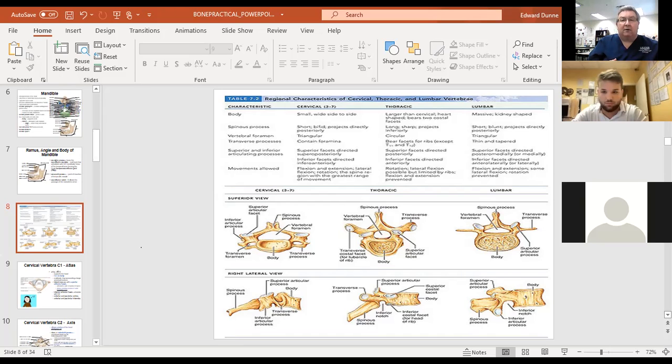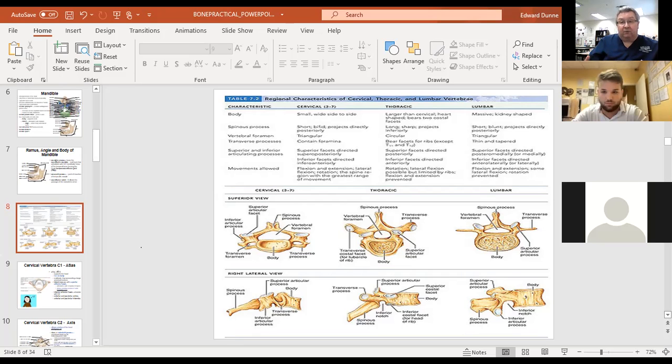So the first part that you're going to look at is the body. Now, the body of the vertebra is on the anterior side. When you're looking at the cervical vertebra, the body is very small. The body is very, very small.